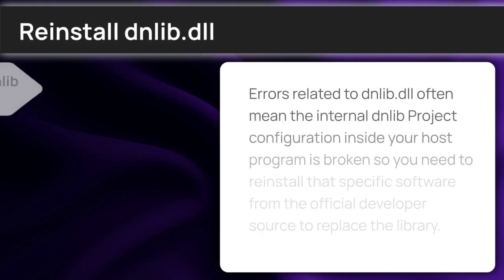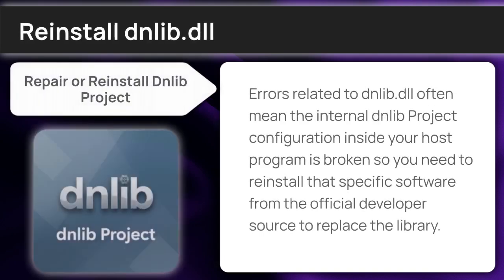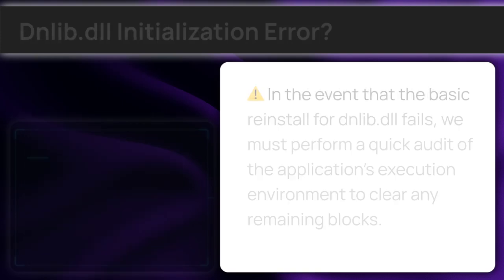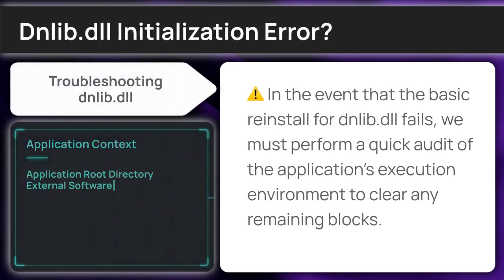Errors related to .NET Library DLL often mean the internal Dnlib project configuration inside your host program is broken, so you need to reinstall that specific software from the official developer source to replace the library. If you are still encountering the error after following the official setup, it's time to investigate the underlying system architecture.